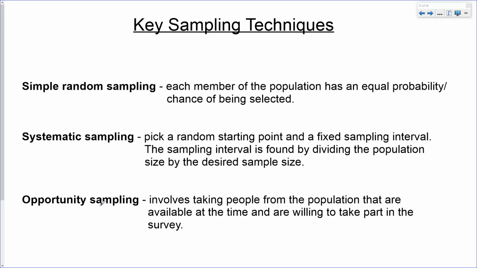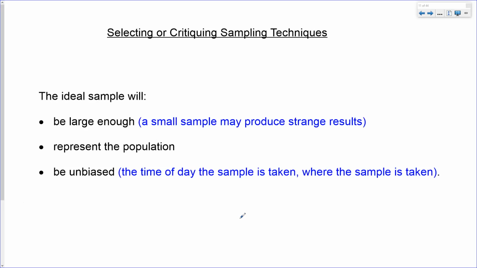And opportunity sampling is the third type of sampling we need to be considering. This involves taking people from the population that are actually available at that time and are willing to take part in the survey.